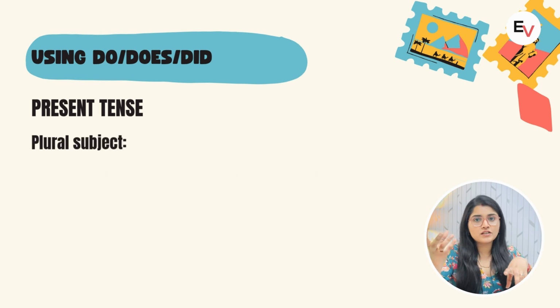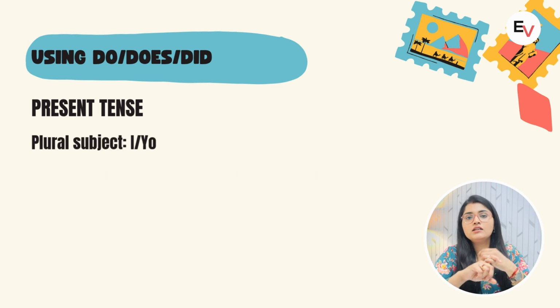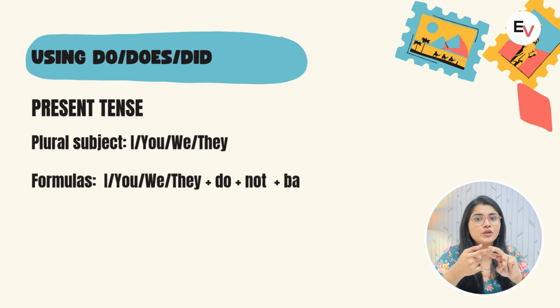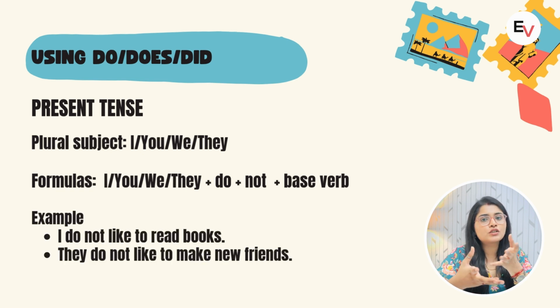Moving on to the plural subjects. So, the plural subjects are I, you, we, and they. So, the formula goes like I, you, we, they plus do plus not plus base verb. For example, I do not like to read books, or they do not like to make new friends.